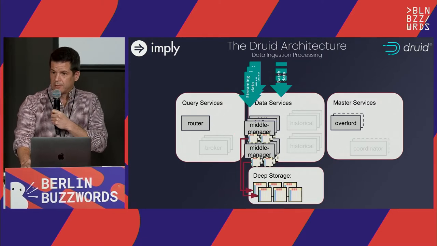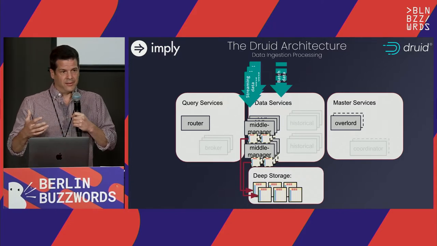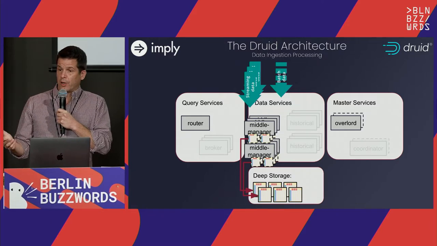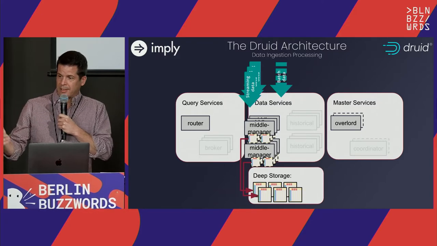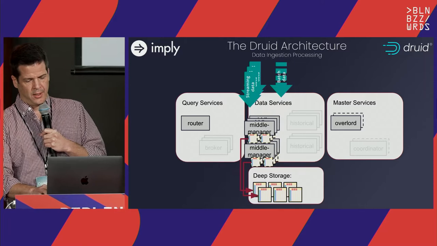These also scale, right? So if you have more throughput in your events, in your Kafka streams, you can just add more middle managers. The overlord recognizes that there are more middle managers, and it uses the capacity to do faster ingestion or more throughput.